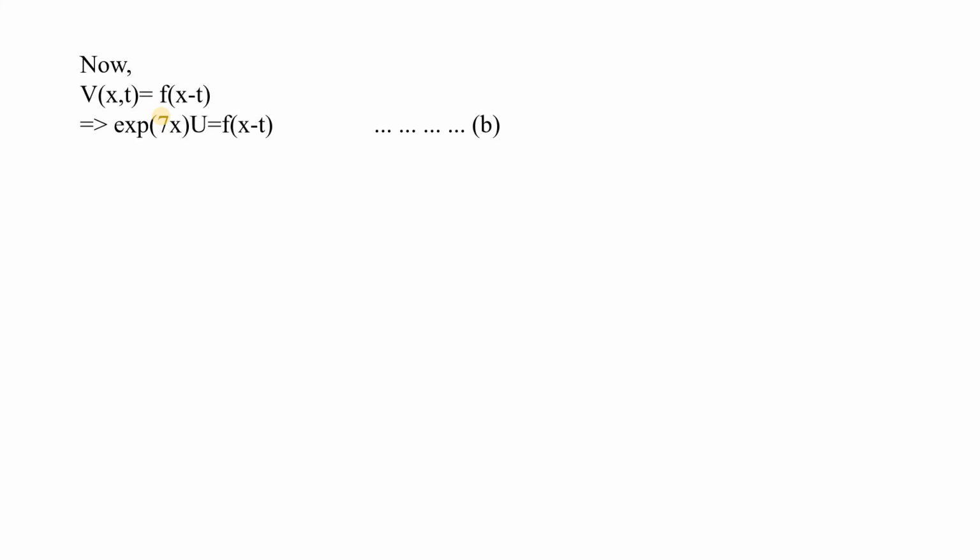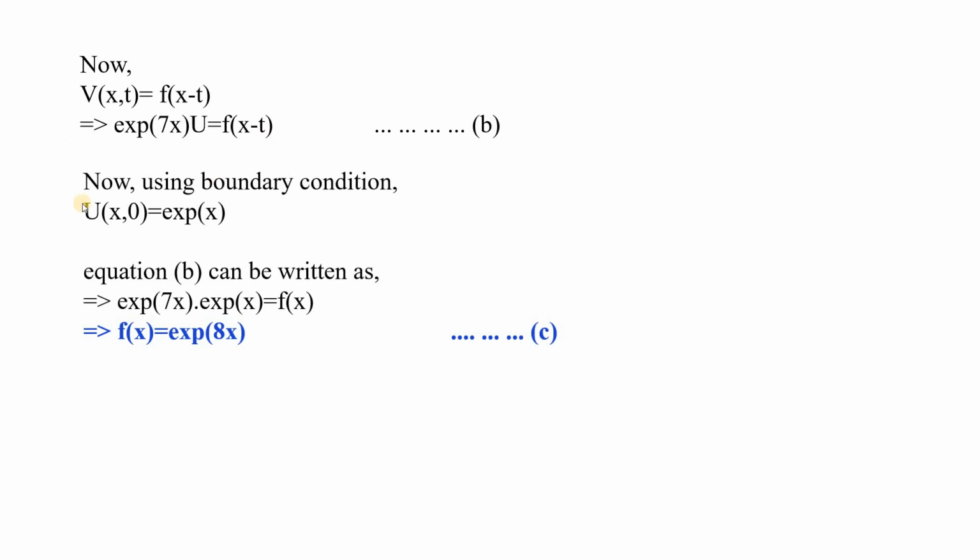The only remaining thing is to apply the boundary condition and find f. The boundary condition given is u(x, 0) equal to e^x. Putting this boundary condition into equation B, we get e^(7x), and in place of u we put e^x, equal to f of x. So f of x equal to e^(8x).